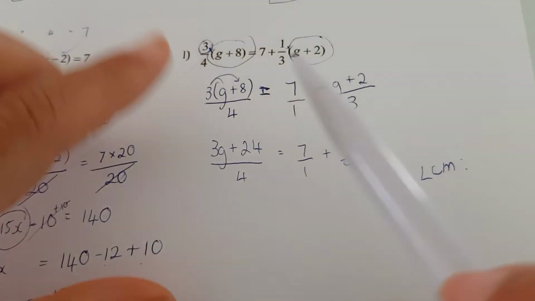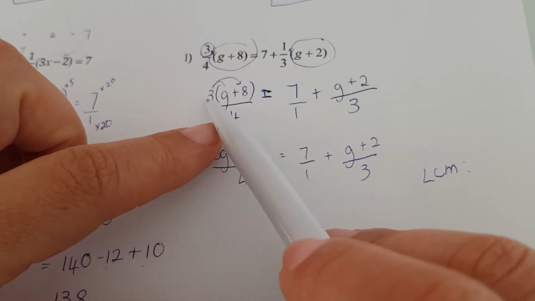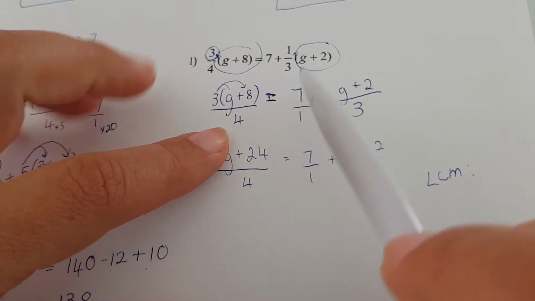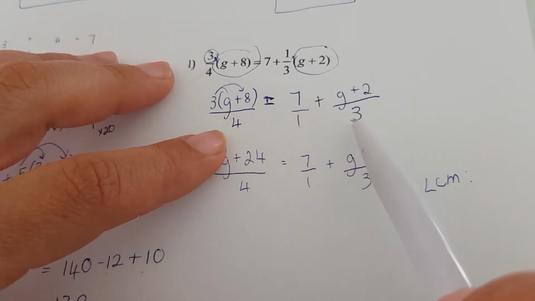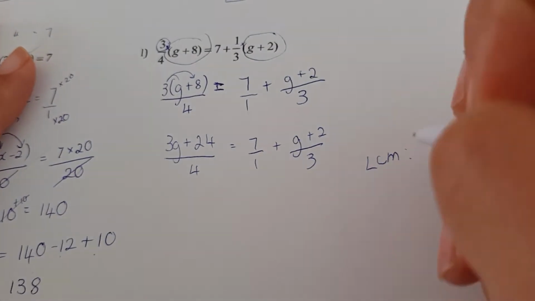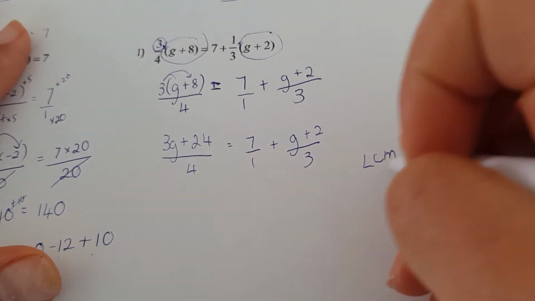I helped you out with the first bit. All of this multiplied by 3 is written like that on 4. This is 7 wholes, minus 7 on 1. This times 1 remains the same and divided by 3. And then we found the LCM. We have different fractions. The LCM of 4, 3, and 1 is 12.